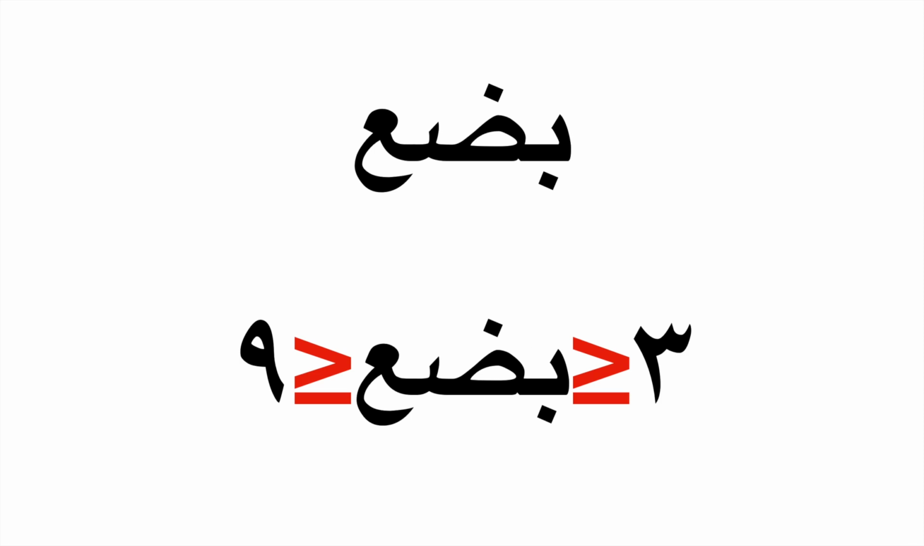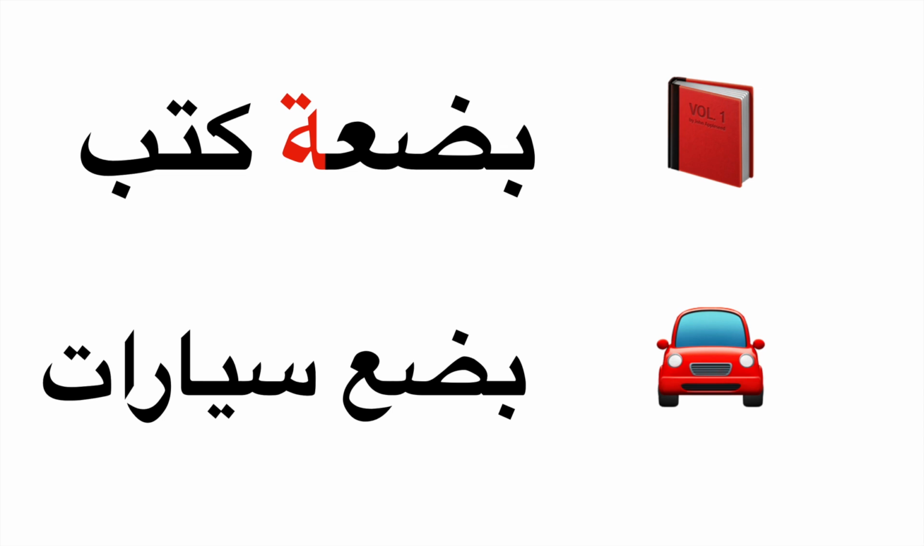The same goes for the word بضع, okay, which is, the closest translation for it would be few. The word بضع in Arabic is defined as a number between 3 and 9, including the 3 and 9, of course. So it's natural that it follows the same rules that apply to the numbers between 3 and 9. Thus, when counting books and cars, we say بضعة كتب and بضع سيارات. See, the opposite gender. Okay.